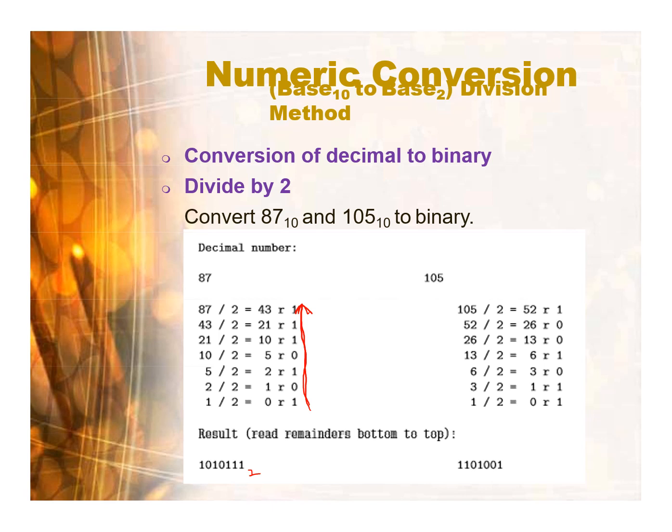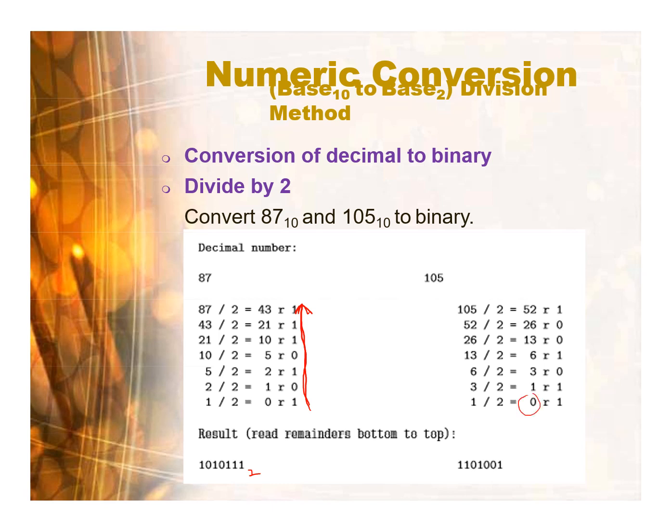Then this 52, you divide again by 2, and you will get 26 with a remainder of 0. And then this 26, you divide again by 2, you get 13, and the remainder is 0. And the 13, you divide by 2, you get 6, and the remainder is 1. You do the division until your answer is 0.